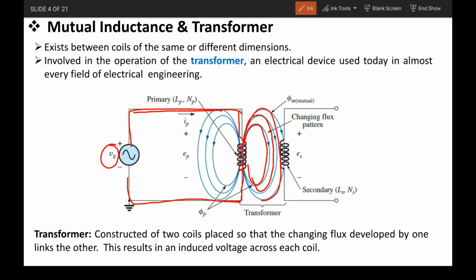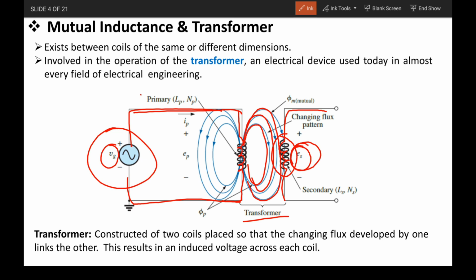This particular magnetic field will be cut by the second coil, and we know that when a magnetic field is cut by a conductor, some voltage will definitely be induced, E suffix S. This is the concept behind the transformer. We are supplying voltage here, and through electromagnetic induction we are getting voltage in the second terminal.